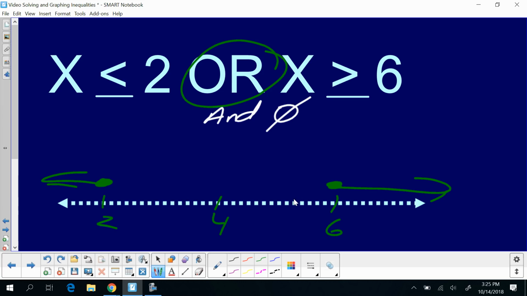Hopefully that helps on the beginning of graphing, solving and graphing compound inequalities.